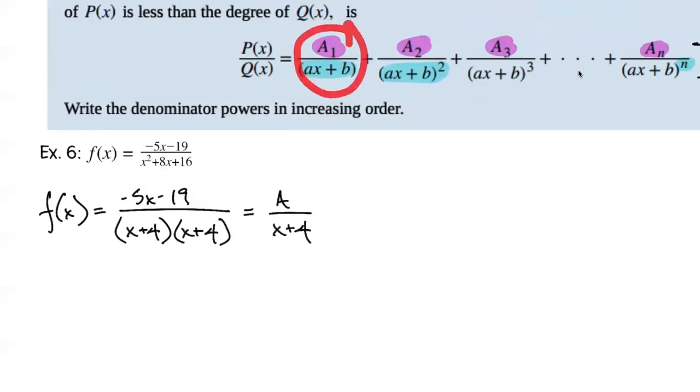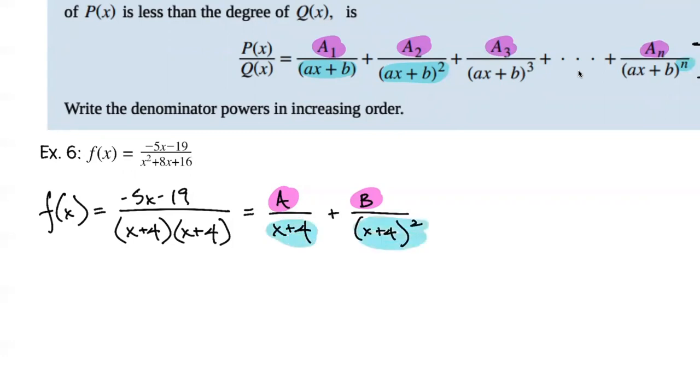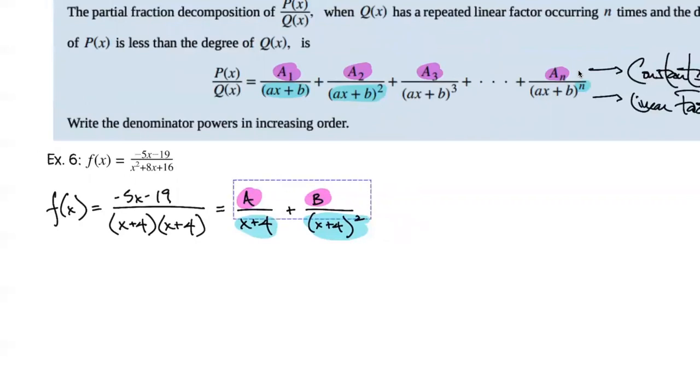That's going to be very similar to this one, but then we're going to have a second fraction that has x plus 4 squared on the bottom. So B over x plus 4 squared. We've got our constants at the top, and we've got our linear factor that happens one time as well as the second time it happens. All right, once we find this, this is what we call the setup.